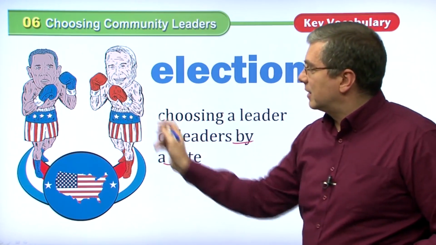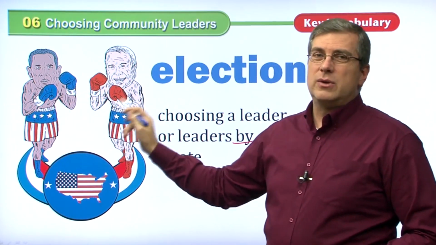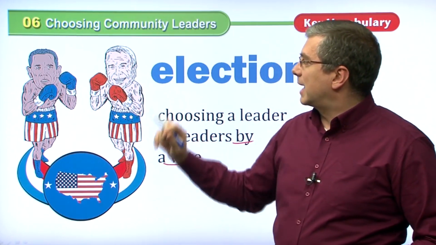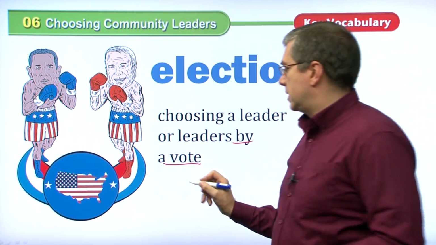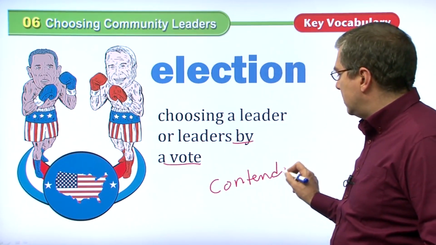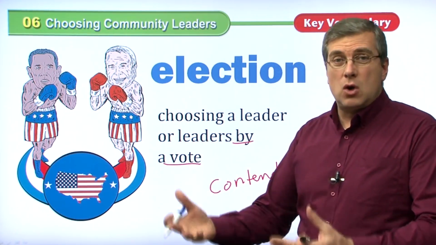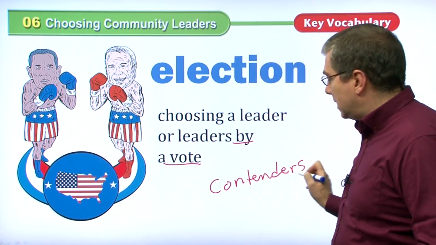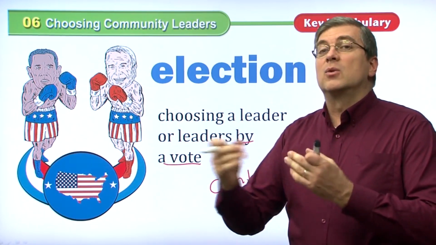Now, of course, this is a representation of the American election in 2008. This is President Obama and this is Senator John McCain. And they were the two contenders for the election. Contenders or opponents. Contenders are people who try to win the vote. He was a contender. Contenders are people who struggle or fight against each other in order to win something.